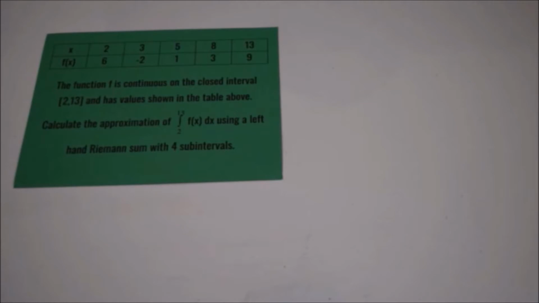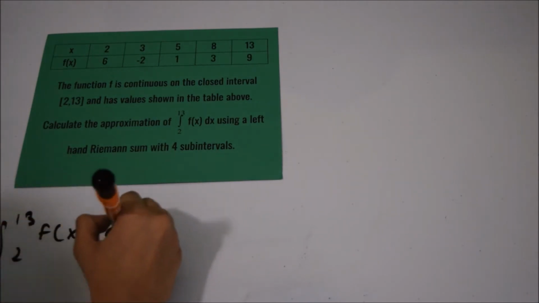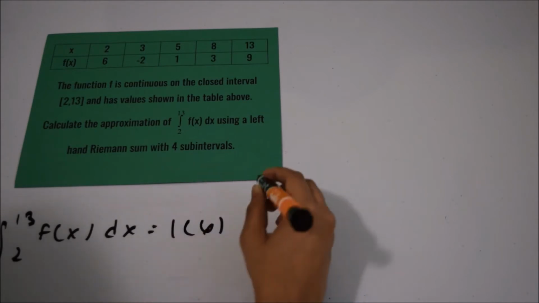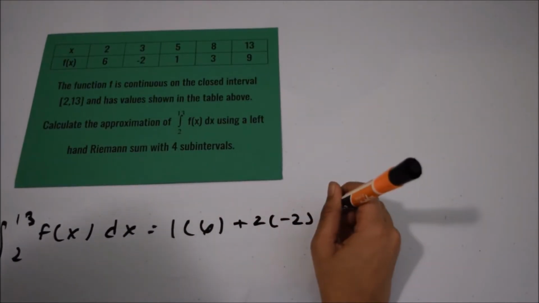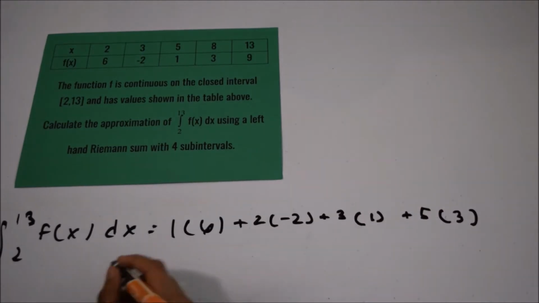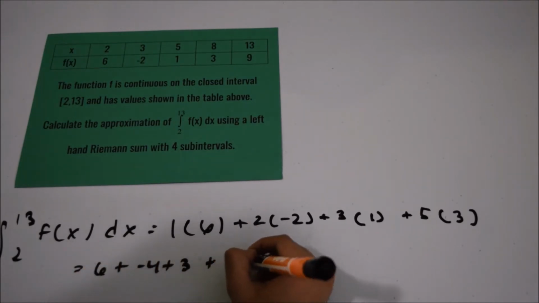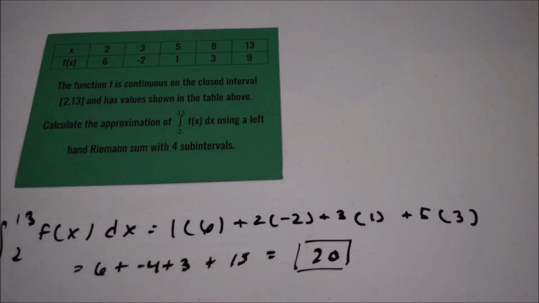The function f is continuous on the closed interval from 2 to 13, and its values are shown in the table above. Calculate the approximation of the integral from 2 to 13 of f of x dx using a left-hand Riemann sum with 4 subintervals. It's important to note that in these questions the change in x varies. Therefore, for the integral from 2 to 13 of f of x dx, we must multiply 1 times 6 plus 2 times -2 plus 3 times 1 plus 5 times 3 in order to calculate the left-hand Riemann sum. All the values of f of x are on the left. After adding up all these values, the final answer for the left-hand Riemann sum is 20.